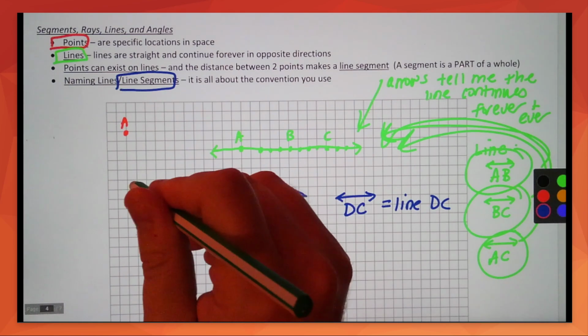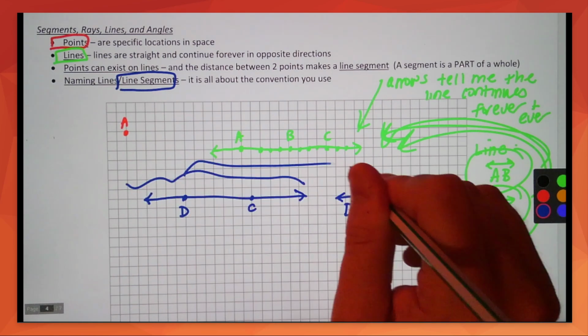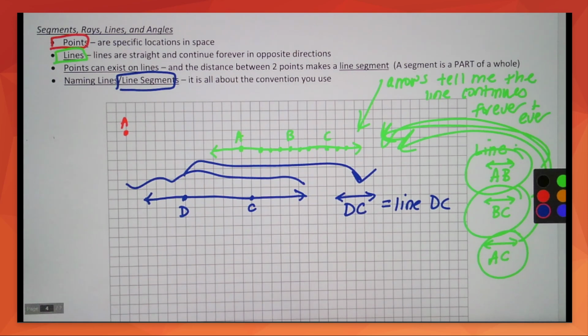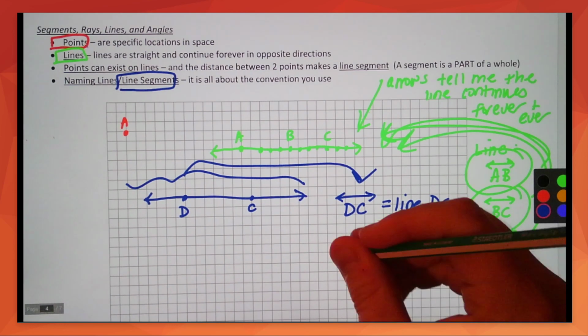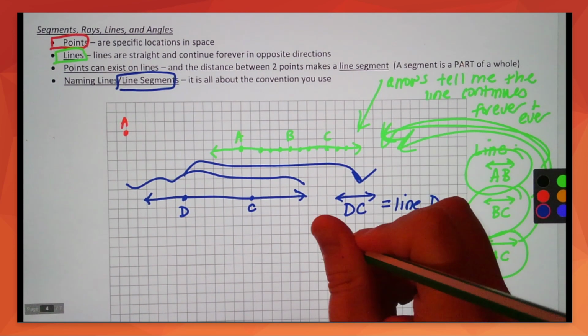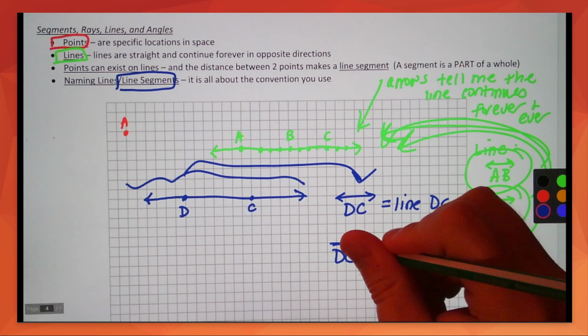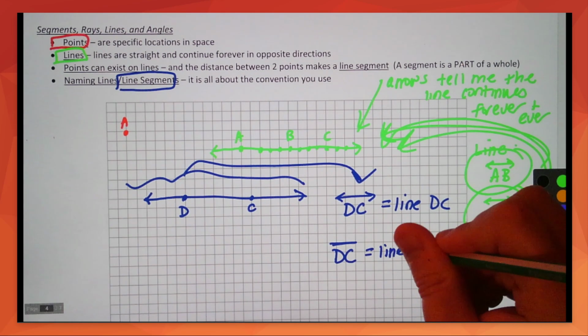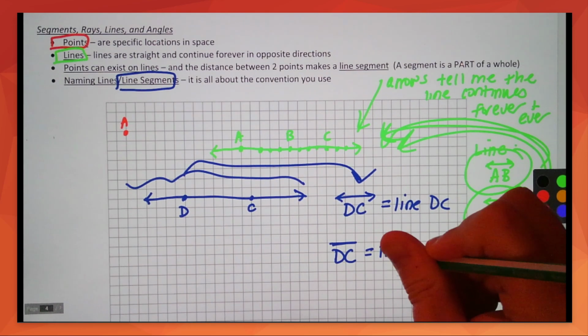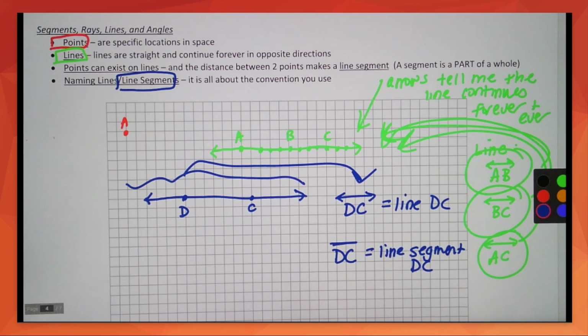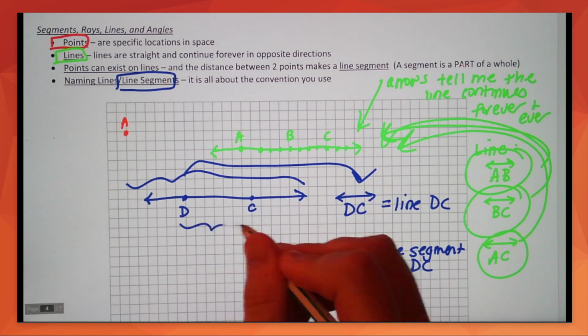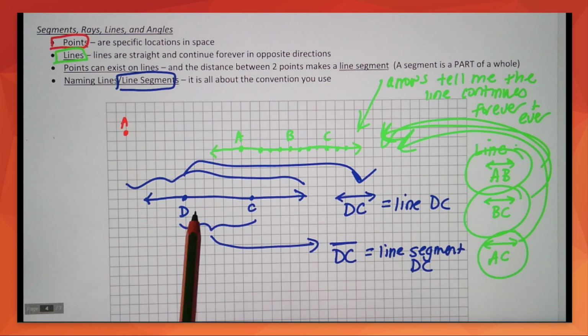This is the entire length, the entire line that goes on infinity in both directions. What if I told you DC, and I just put a line above it, no arrows? Okay, the big difference here is no arrows above this, right? What this is, is line segment DC. It only describes the distance between point D and point C, okay?